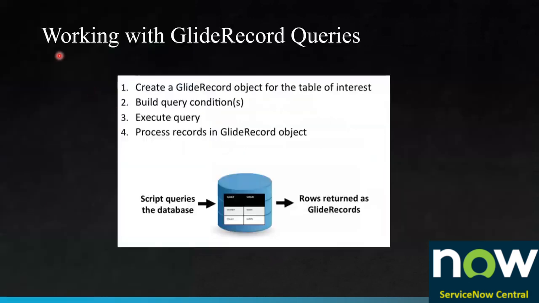Let's go to the next one. Working with GlideRecord queries. So how do we write GlideRecord? Now we understood why we need to write GlideRecord, because we want to fetch a record, update a record, delete a record, or create a new record in my table.